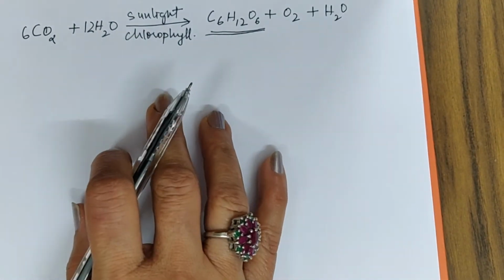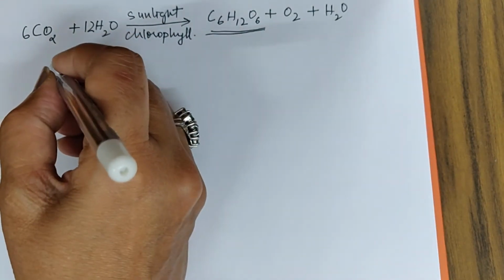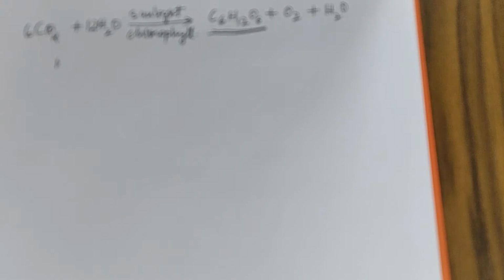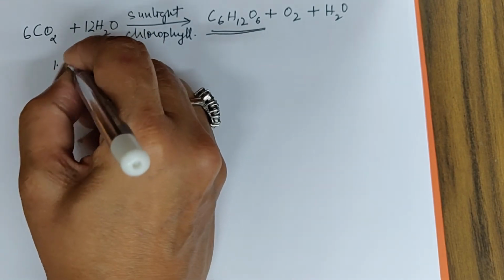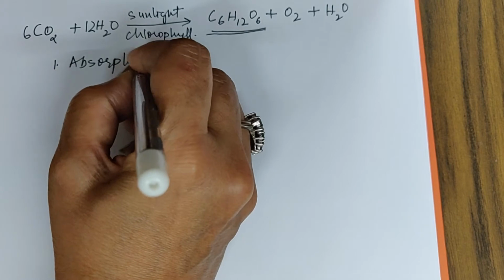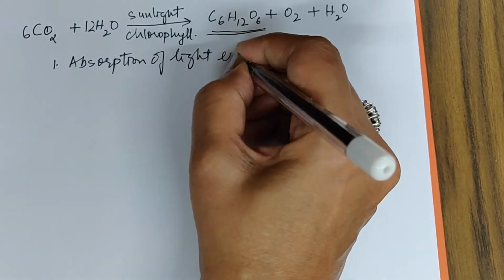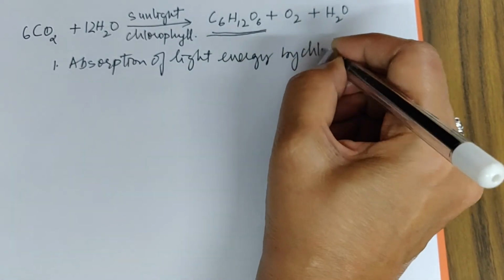Now how does this process of photosynthesis take place? It takes place in 3 major steps. What are these 3 steps? The first step is the absorption of light energy by chlorophyll.